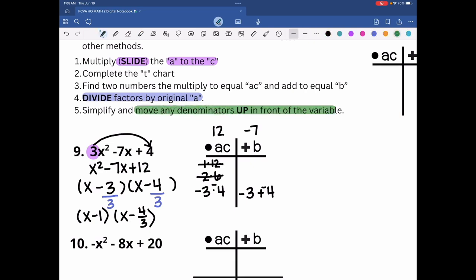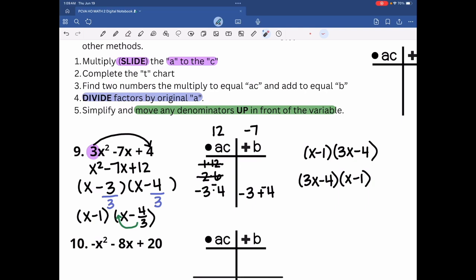So when I say bottoms up, that means anything left in the denominator, move it up in front of the variable in that parentheses. So my final factored form here is x minus 1, and then we move the 3 up, so that's going to be 3x minus 4, and that numerator stays there. And I could reverse the order if I wanted to. Both of these mean the same thing. That's that product property where if I multiply this one first, and then this one, or that one first, and then that one, it's the same thing.